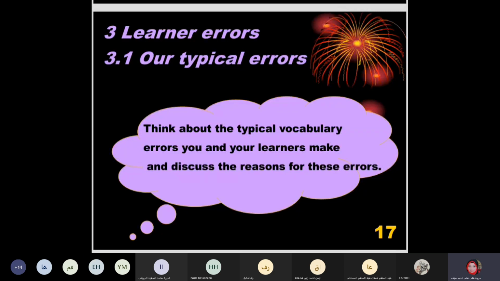Meaning, maybe an error on meaning, they don't know the meaning. Yeah, this is one thing.